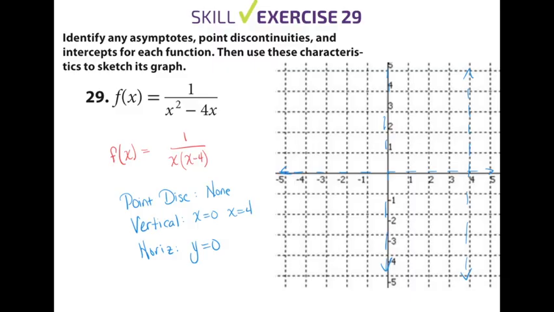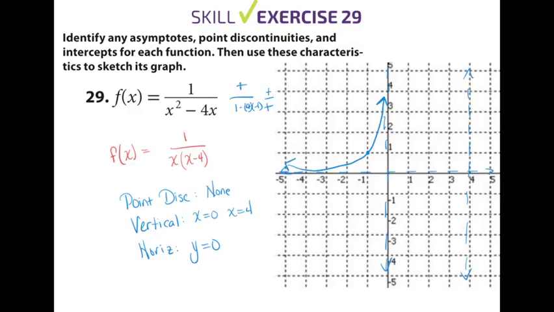Let's say you don't know. You can say, well, what happens if I put the point -1 in here? This will be positive, right? If I plug in -1, this is going to be -1 squared is 1 minus -4 times -1. So this is going to be positive over positive. So if I were to do this up here, it's going to be there, right?